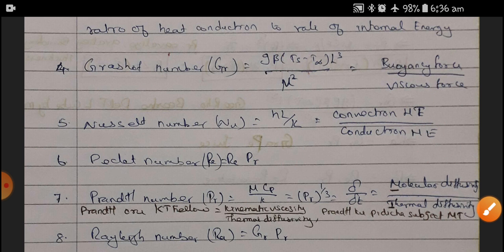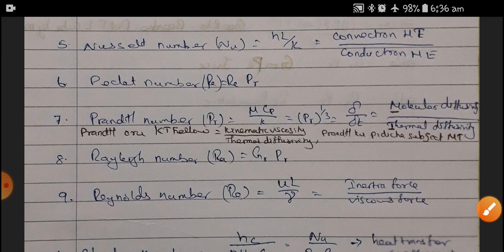And next one is the Rayleigh number. Rayleigh number is the product of Grashof number to the Prandtl number. And Reynolds number, we know that inertia force to the viscous force, that is UL by mu.